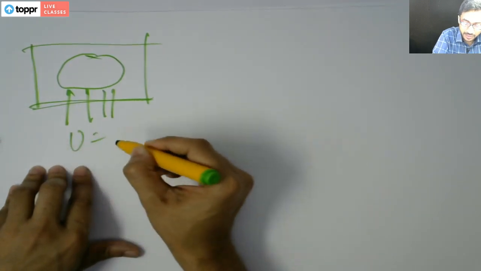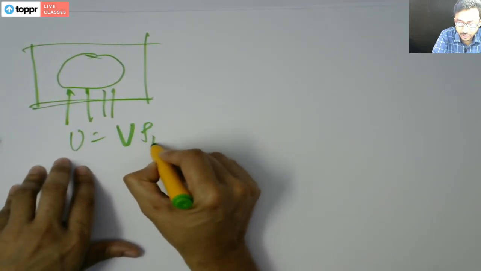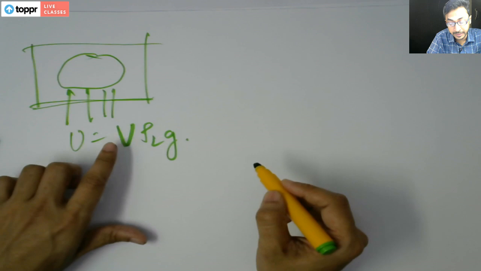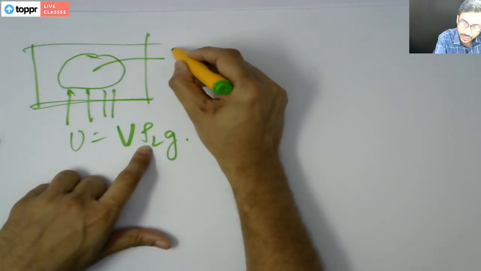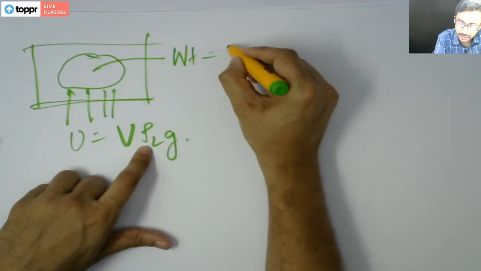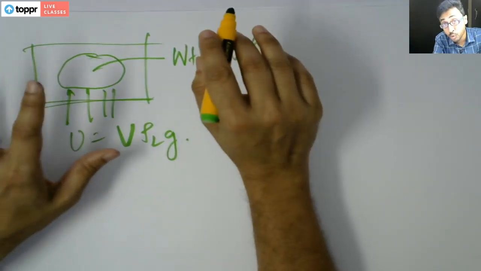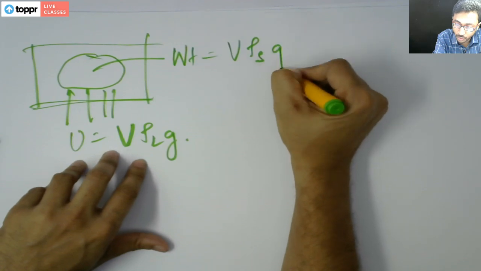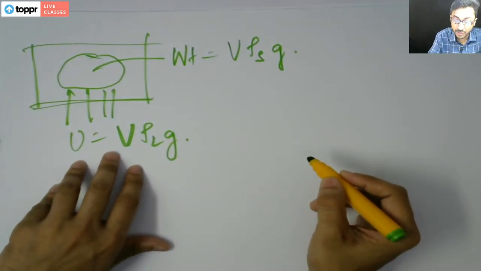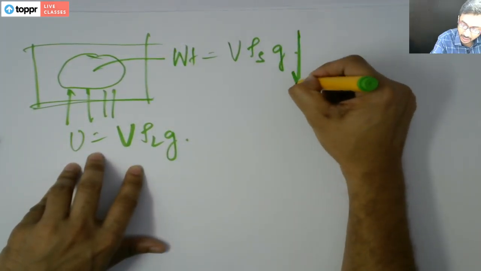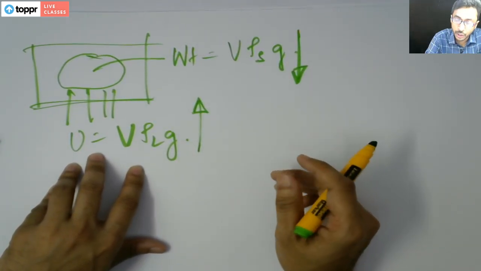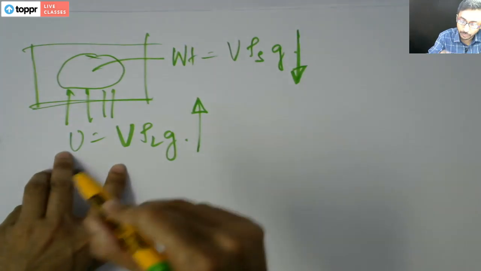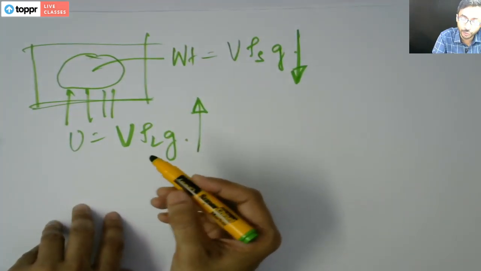The upthrust is V into rho L into G, where rho L is the density of the liquid. And what is the weight of the body? It is nothing but V into, if it is totally submerged, V rho S into G. Now definitely the weight is in the downward direction and the upthrust is in the upward direction. So what will happen, will the body sink or float?